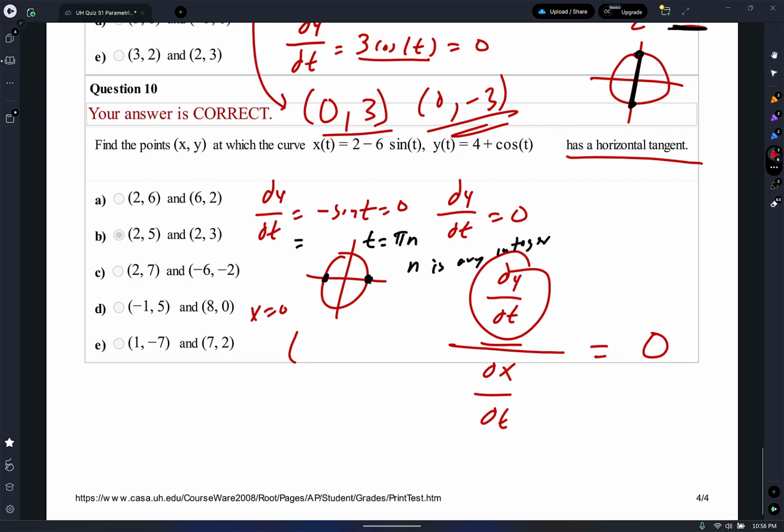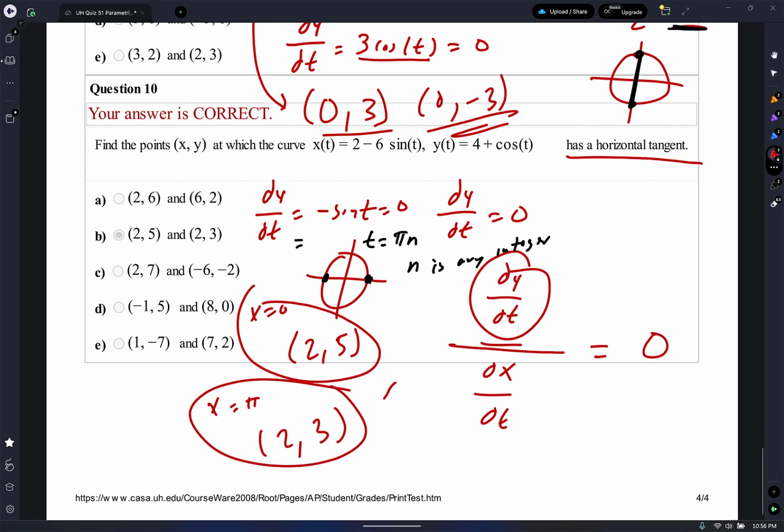So if t equals 0, I get 2 for x, and cosine of 0 is 1, so 4 plus 1 is 5. So there it is. If t is pi, I get again 2 for x, and 4 minus 1 is 3. And so there it is. And if t is 2 pi, I should get back to the 0 one. Sine of 2 pi is 0, so I get 2 again, and cosine of 2 pi is 1, so I get 5 again. So 2, 5.